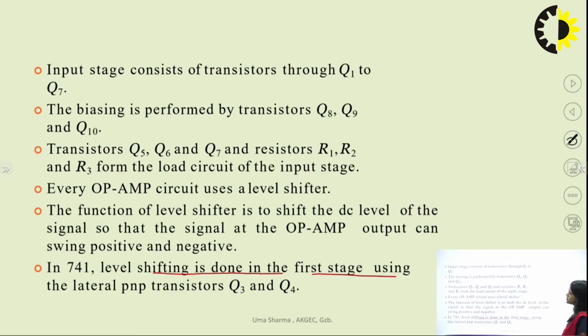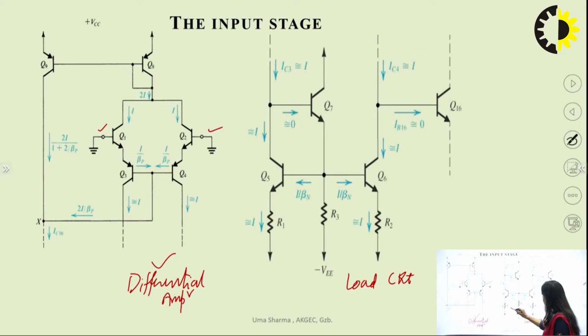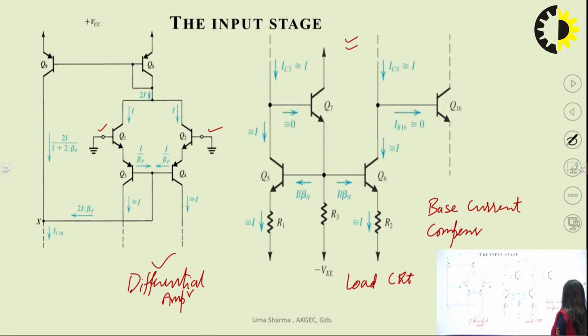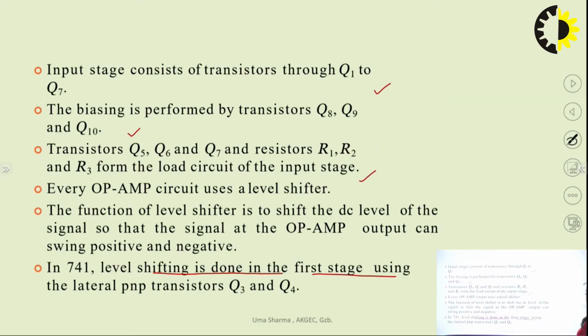in the first stage. So overall the input stage consists of Q1 to Q7 transistors, where Q8, Q9 and Q10 we have already seen, these transistors are responsible for the biasing, and Q5, Q6 and Q7 along with R1, R2, R3 form a load circuit to the input stage. And if you see this diagram, this load circuit looks like a base current compensated current mirror. So it can be solved very easily if you know the base current compensated current mirror. So that will be very easy to calculate these current components if you understand the operation of the base current compensated current mirror.